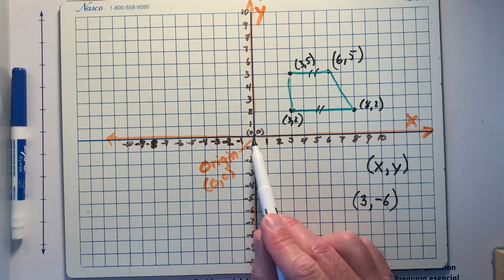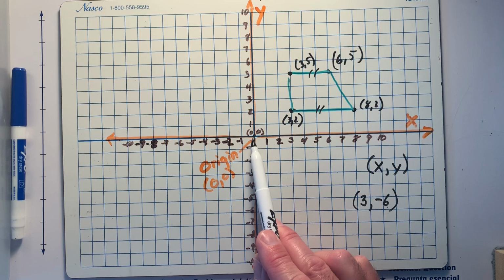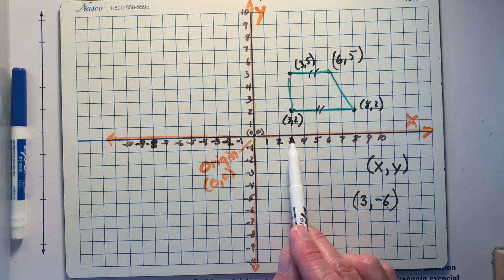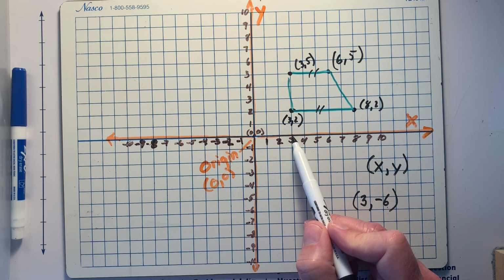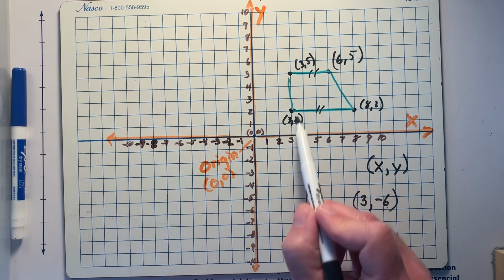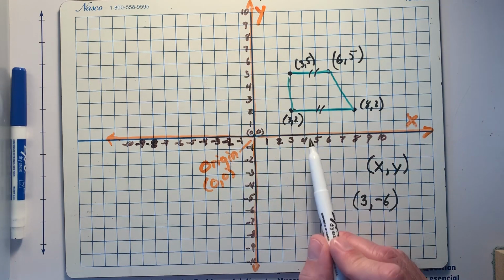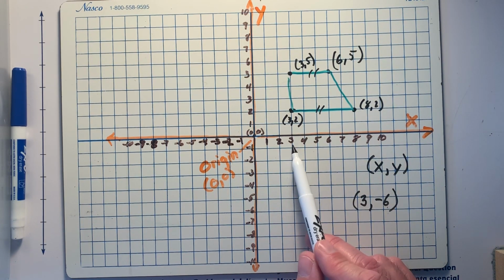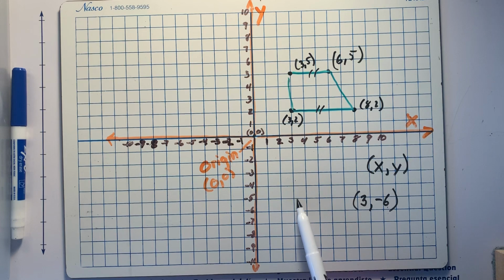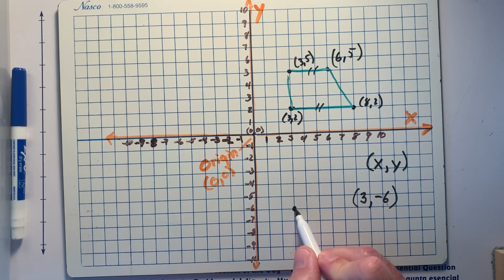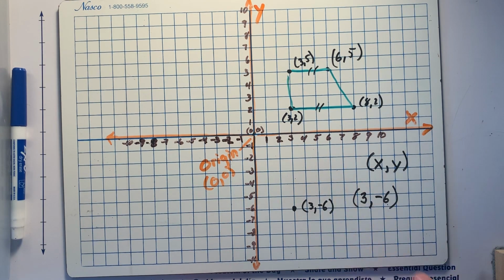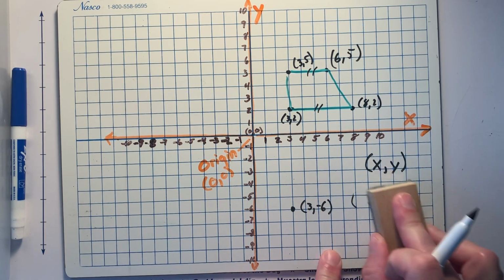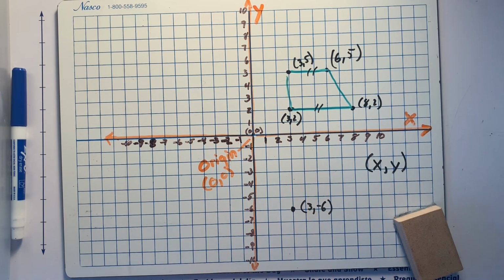We would start at the origin. We would go over 3, 1, 2, 3. And in this case, the y-axis is negative 6. So we would be at the 3 and we would go down negative 6. If we go up, we're in positive. So we would be at 3 going 1, 2, 3, 4, 5, 6. This would be the point 3, negative 6. I'm just going to erase that and put it right there. There's your new point.